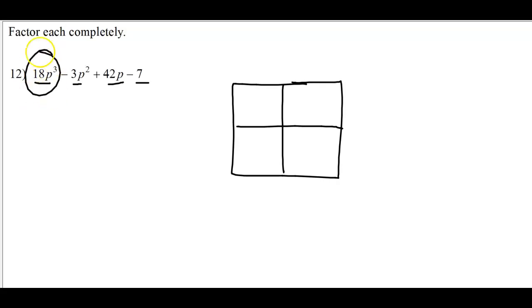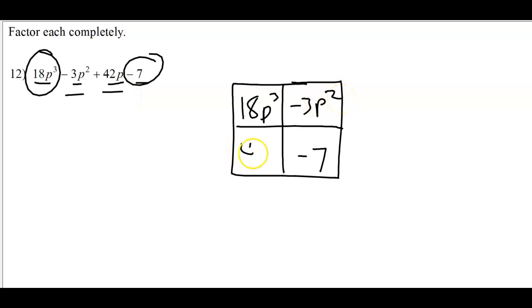So the first number goes here in the top left. The last number goes here in the bottom right. The other 2 numbers go in the other spaces, and it doesn't really matter where you put them. Now, in this one, we don't have to guess numbers. We can figure them out.